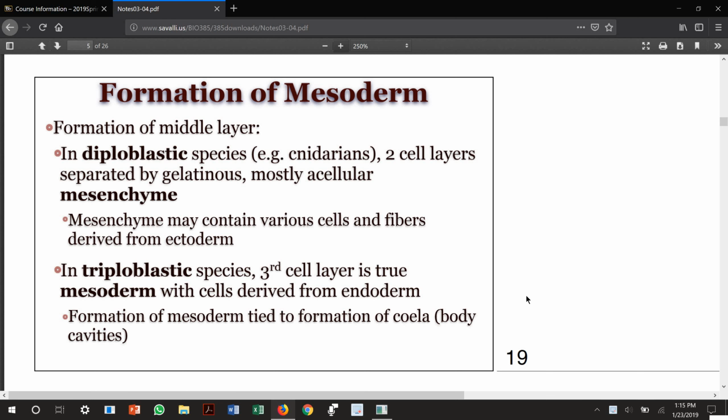In species that are triploblastic, that is, they have a 3rd layer, that 3rd layer is then what's called the true mesoderm, and the cells that make up that layer are derived not from the ectoderm, but from the endoderm. So they're moving in from the endoderm into that. And there's a couple of different ways in which mesoderm forms. We'll get to it here in a second. In addition, as a mesoderm forms, it can also form body cavities as well. So the way that the body cavities form tends to be tied fairly closely to how the mesoderm itself forms. So we'll look at those together.